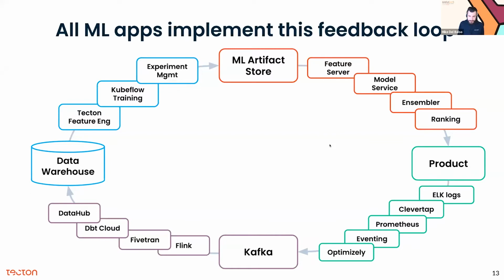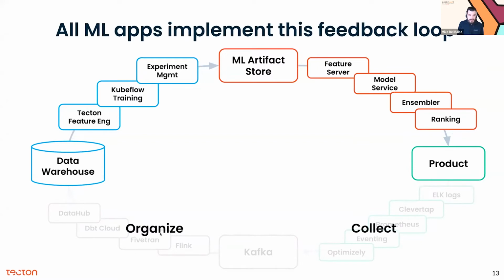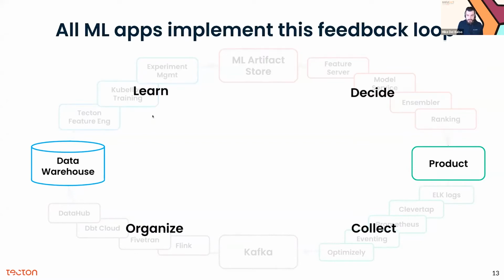So it's my claim in this talk, and this is the whole point of this talk, that this feedback loop is extremely important, and it's very important for you as a machine learning practitioner to be aware of all parts of this loop when you're building your ML application. There's a couple of core parts: collecting the data, organizing this data, learning from it, and then deciding.